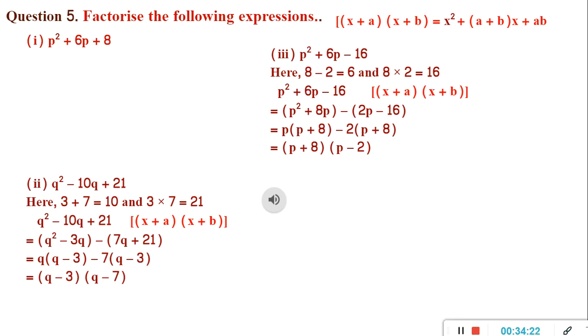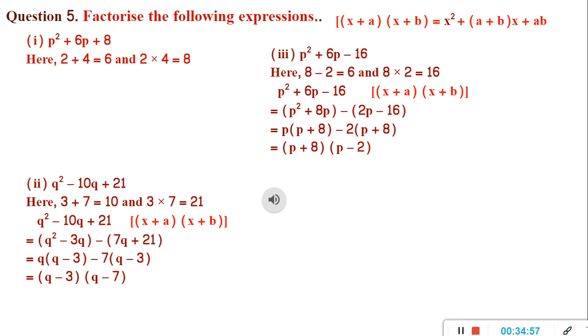Right? But we are having a special identity, that is (x plus a) into (x plus b), that is equal to x square plus (a plus b) into x plus ab. Let's see. Means here, if we multiply 2 numbers, that is a and b, we should get 8. The same numbers if we are adding, we should get 6. What are the numbers? Let's see. 2 into 4, that is equal to 8. 2 plus 4, that is also 6. Right? So here we can take 2 plus 4, that is 6, and 2 into 4, that is 8.